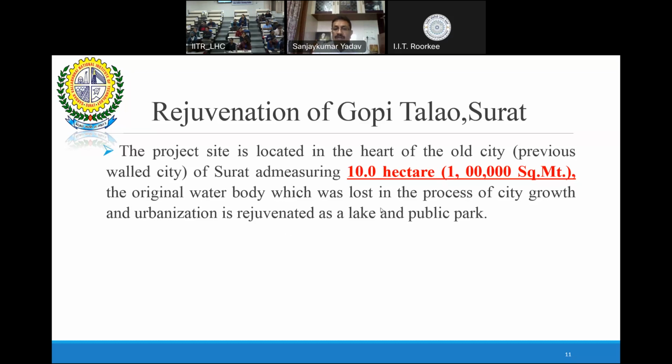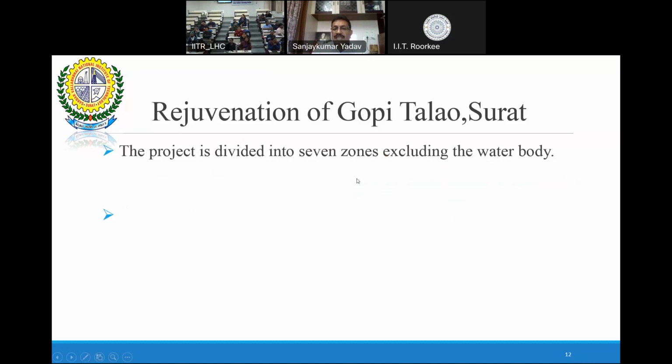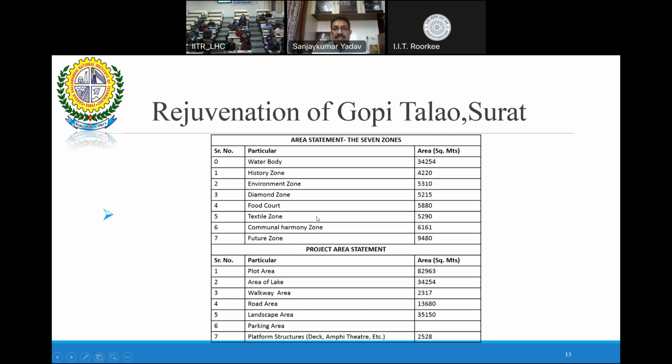The original water body, which was lost in the process of city growth and urbanization, is regenerated as a lake and public park. How is it done? Let's see. The project is divided into 7 zones, excluding the water body. These are the area statements. You can see the water body is 34,250 square meters.